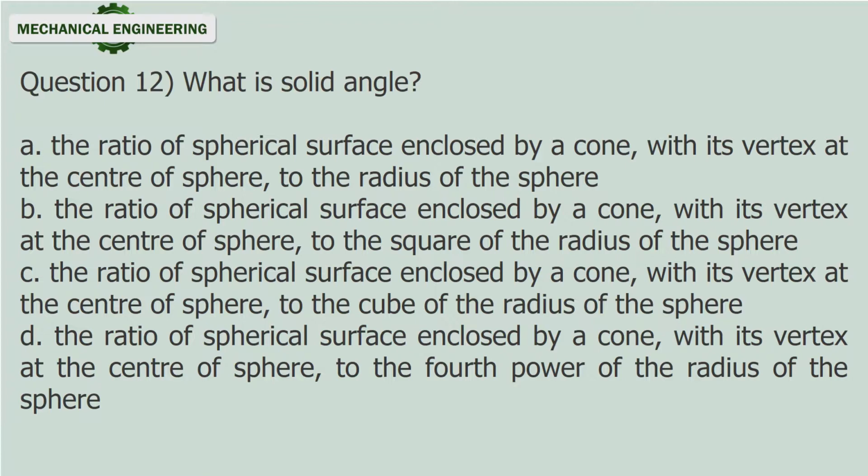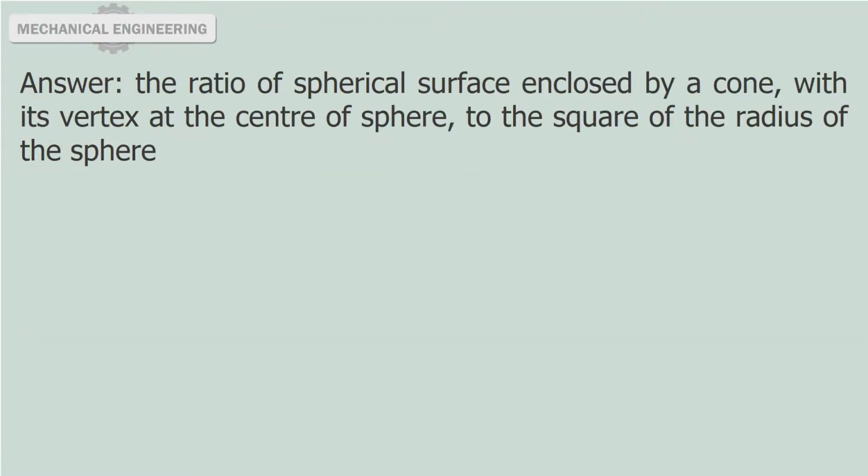C. The ratio of spherical surface enclosed by a cone, with its vertex at the center of sphere, to the cube of the radius of the sphere. D. The ratio of spherical surface enclosed by a cone, with its vertex at the center of sphere, to the fourth power of the radius of the sphere. Answer: the ratio of spherical surface enclosed by a cone, with its vertex at the center of sphere, to the square of the radius of the sphere.